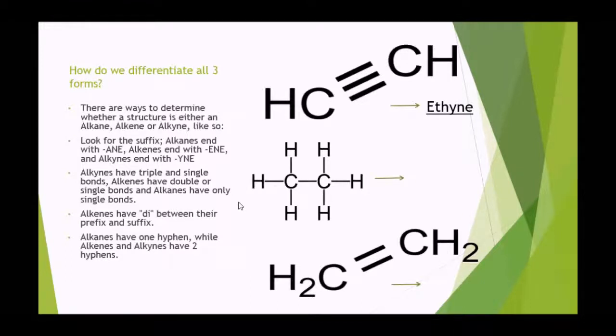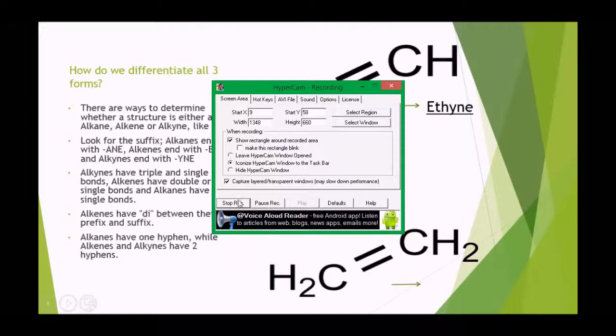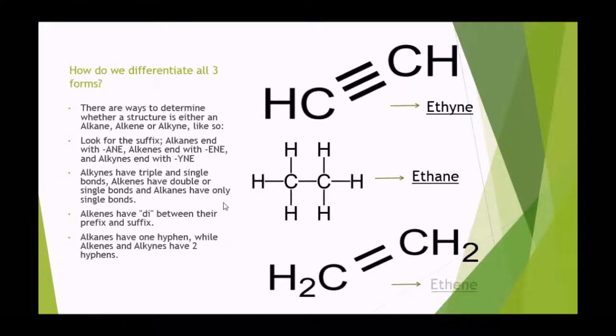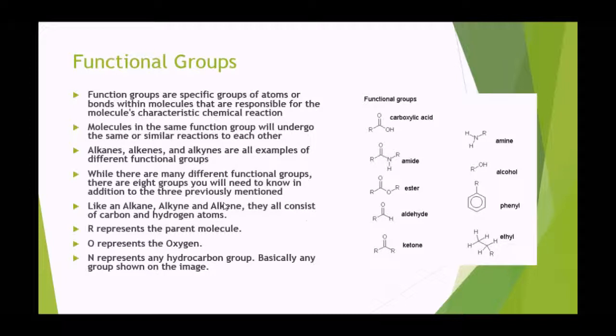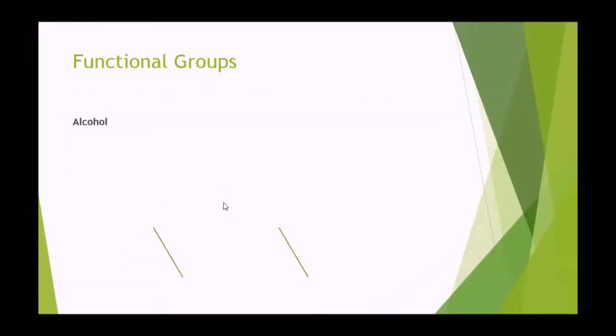Functional groups. Functional groups are specific groups of atoms or bonds within molecules that are responsible for the molecule's characteristic chemical reaction. Molecules in the same functional group will undergo the same or similar reactions to each other. Alkanes, alkenes, and alkynes are all examples of different functional groups. While there are many different functional groups, there are 8 groups you will need to know in addition to the 3 previously mentioned. Like alkane, alkyne, and alkene, they all consist of carbon and hydrogen atoms. R represents the parent molecule, O represents oxygen, N represents any hydrocarbon group, basically any group shown on the image.